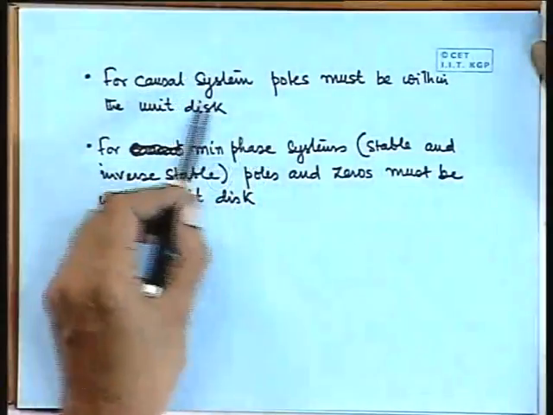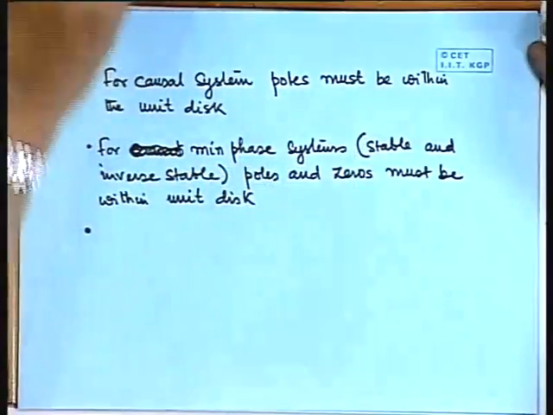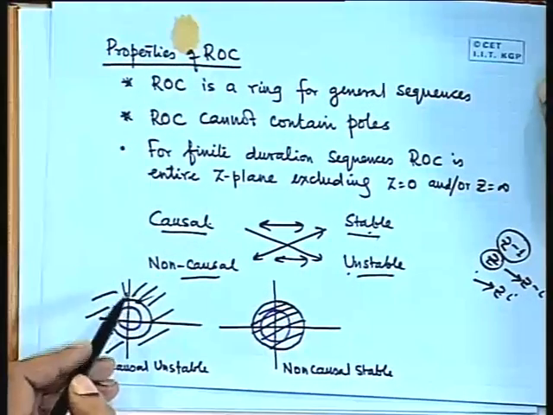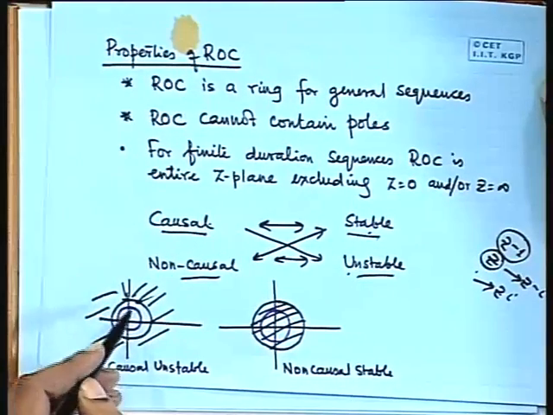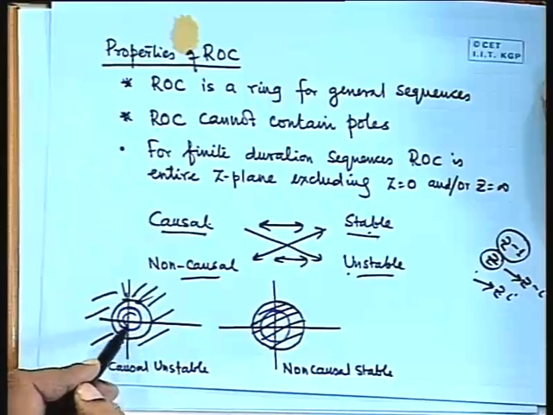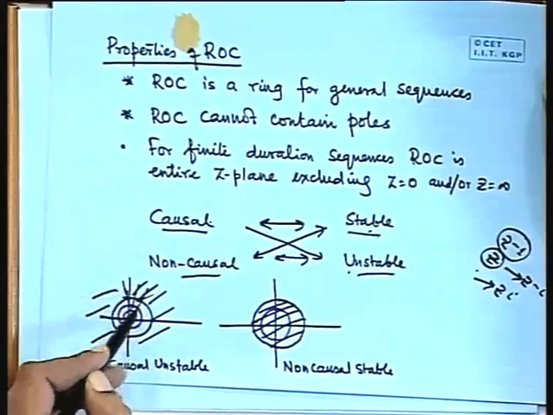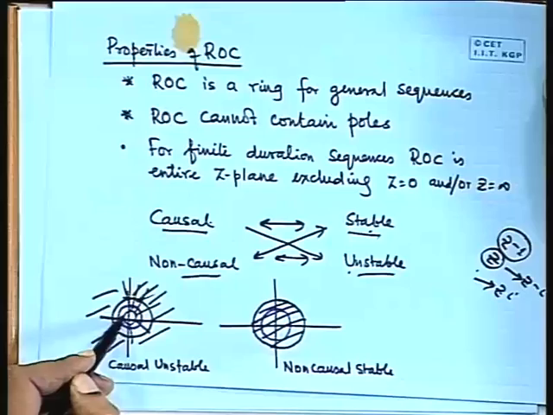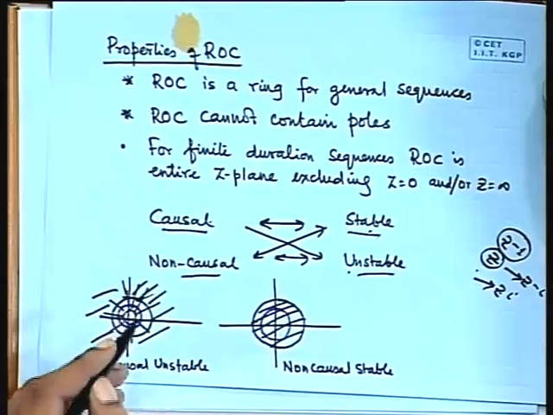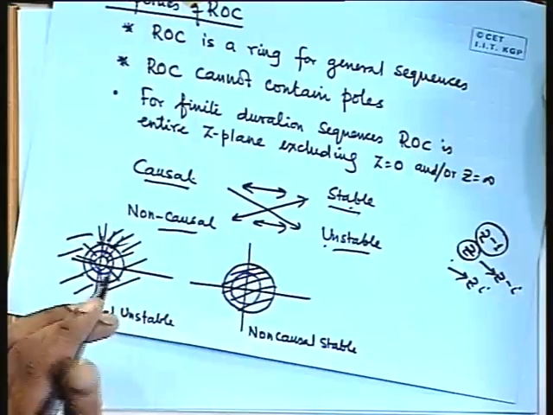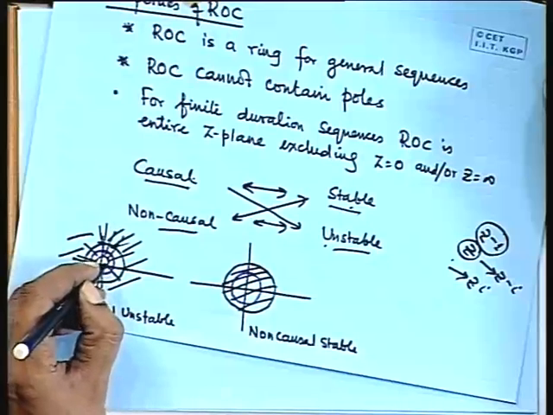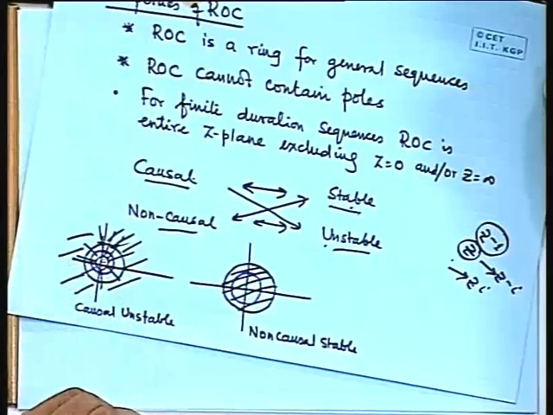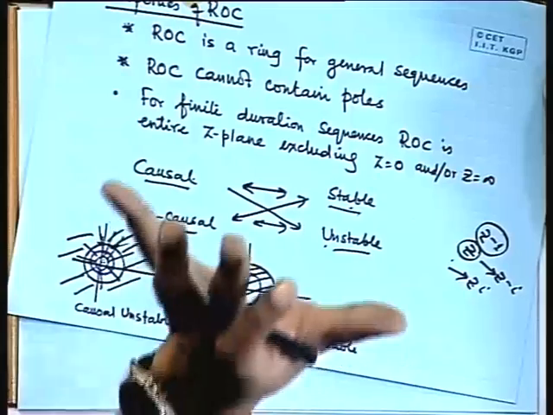And obviously for causal systems, poles must be within the unit disk. That is, if the system has to be stable, then the region of convergence must include the unit circle. So this should be extended, then it will be causal and stable, and this whole region cannot contain the poles. So where are the poles then? Poles are here inside. So that means they must be inside the unit circle if the system is causal and stable. That is the kind of system we are mainly interested in.